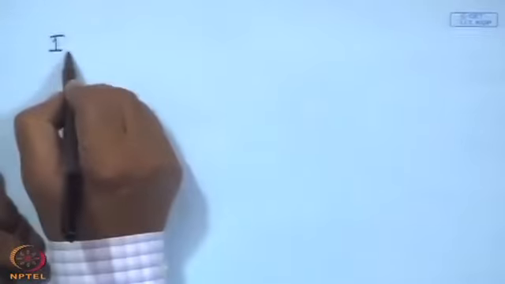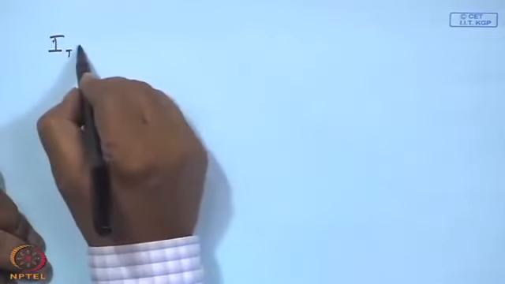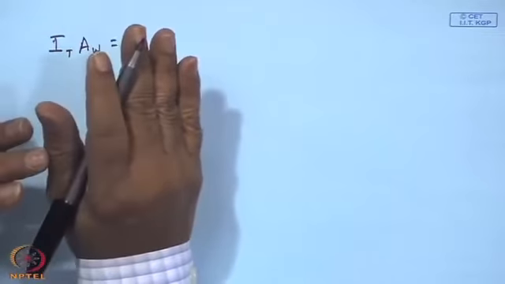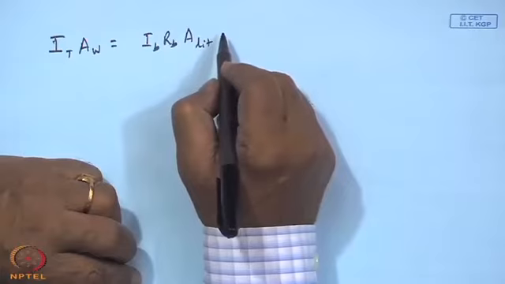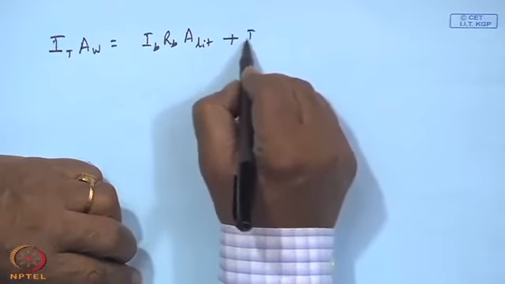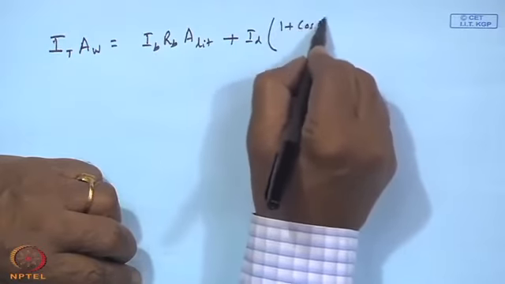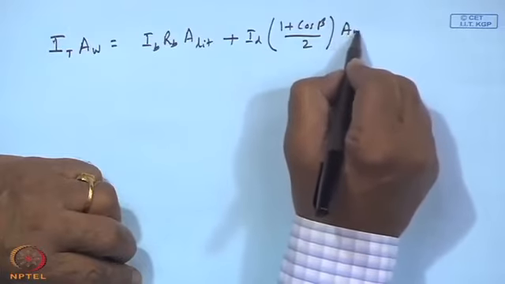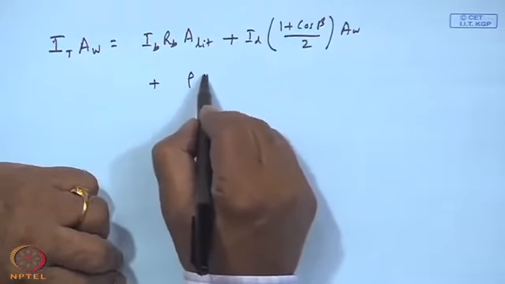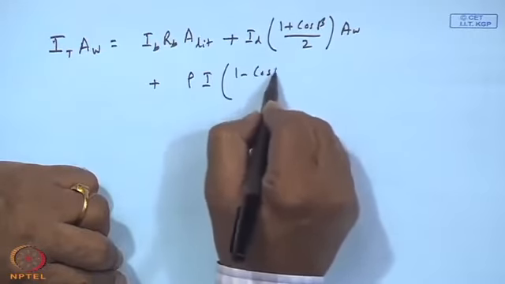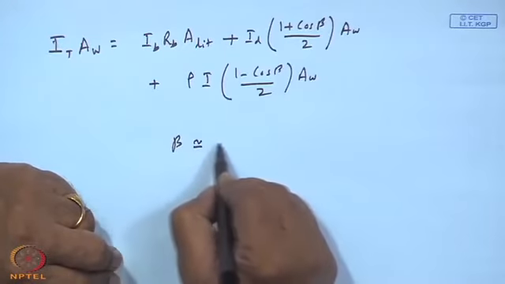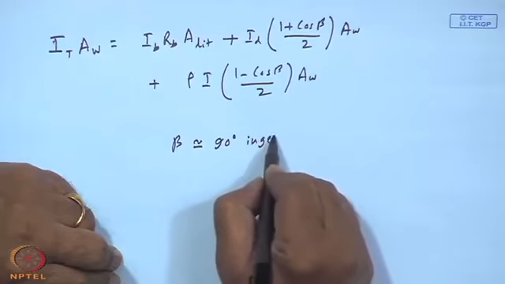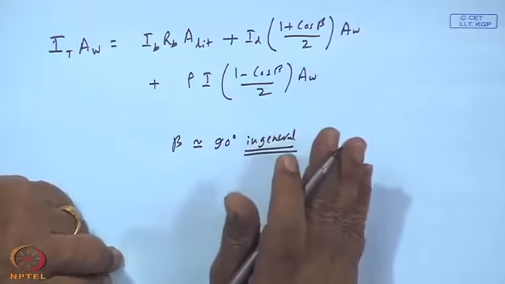So, if I try to write the solar radiation received by the window per unit area of the window, IT into AW is the total quantity of the solar radiation that the window is receiving, which should be equal to IB RB multiplied by only the A lit, because the beam radiation does not fall on the shaded area, plus the diffuse radiation I d times (1 plus cos beta) by 2 times AW, plus rho, the ground reflectance, multiplied by I into (1 minus cos beta) by 2 into AW, where beta in general is not necessarily 90 degrees, let me put it this way, in general. It is not essential that beta be 90.